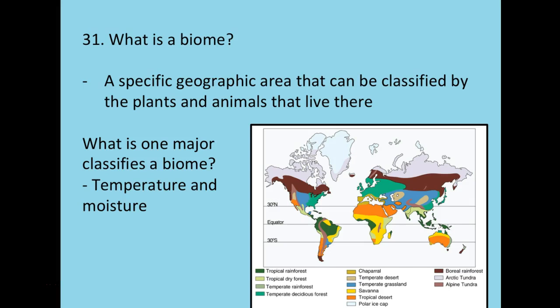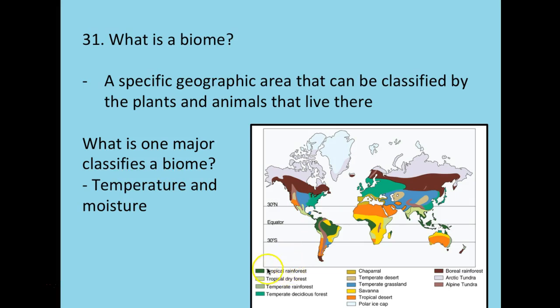Number 31, what's a biome? Biomes are geographic areas that are classified based on the plants and animals that live there. They're based on the characteristics of that particular region, the weather of the region, and the specific plants and animals that live in those regions. One major thing that classifies a biome is temperature and moisture.